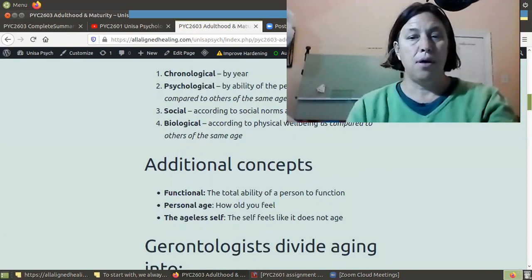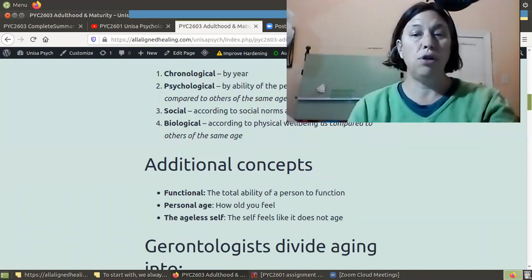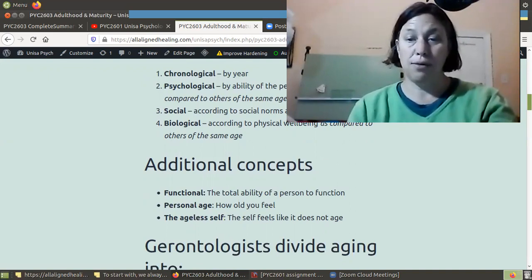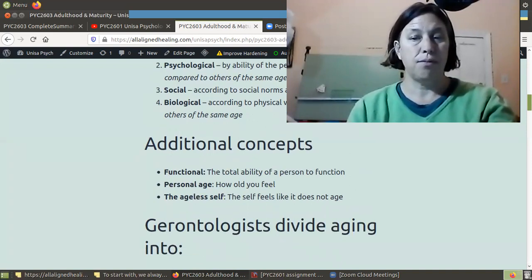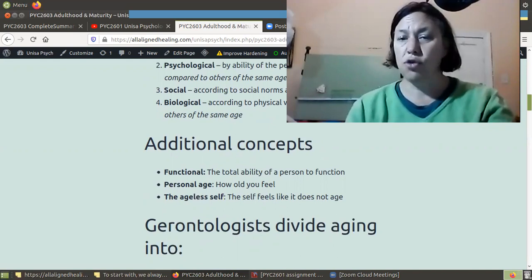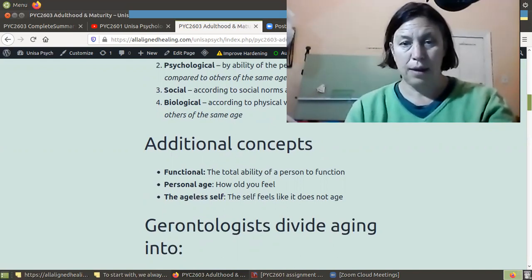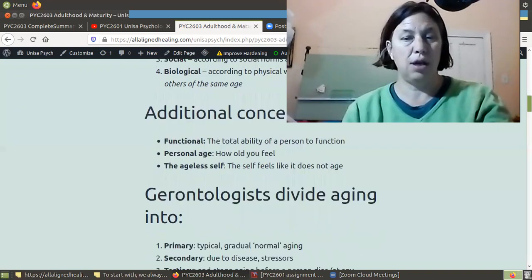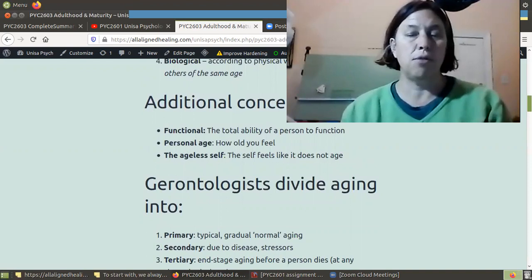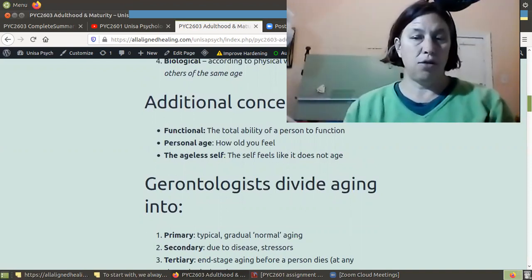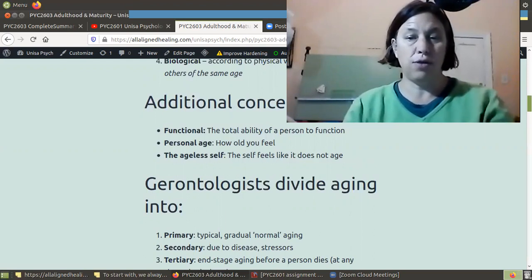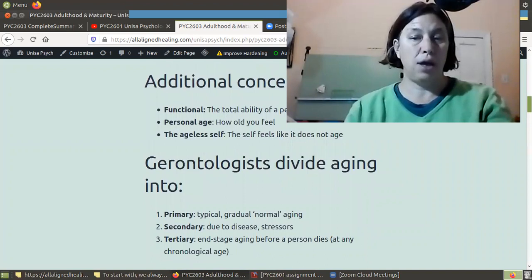Additional concepts. Functional age, the total ability of a person to function. Personal age, how old you feel. And the ageless self. The self feels like it does not age. So someone will say, why am I going into an old age home? I don't feel like an old person. Gerontologists divide aging into primary, which is typical, gradual, normal aging. Secondary aging is due to disease or stresses. And tertiary, end-stage aging, is just before a person dies. And that can happen at any chronological age.